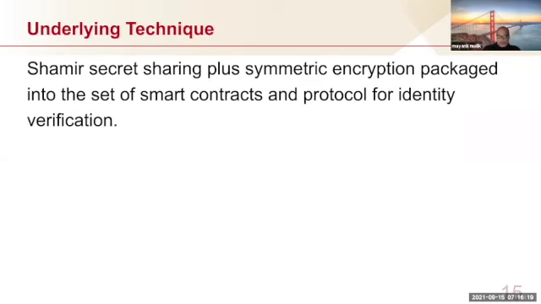The underlying technique that we have used is Shamir secret sharing, developed by Adi Shamir in 1979. Adi Shamir is the S of RSA, by the way. This is a super old technique, but we've packaged it in an incredibly innovative way, we think, with symmetric encryption to be able to do identity verification in a manner that provides us perfect secrecy in a blockchain network.